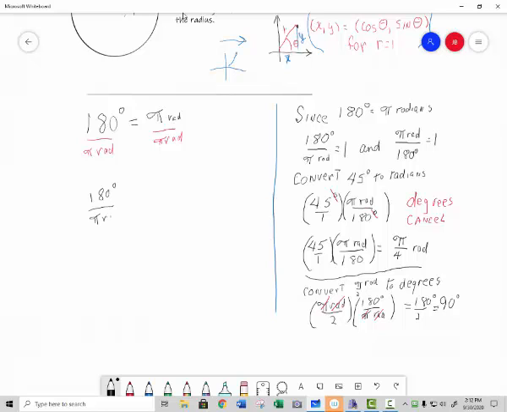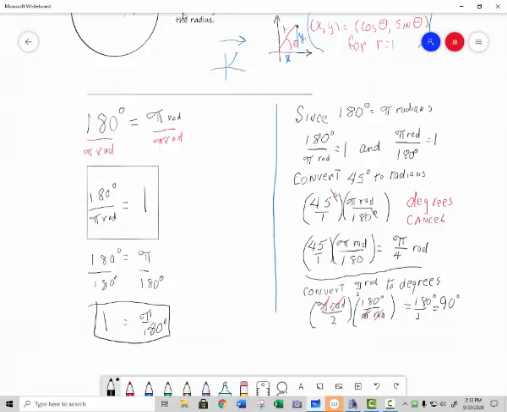radians is 1. And I can do exactly the same thing if I take that same equation, 180 degrees is pi. If I divide both sides of that equation by 180 degrees, I get pi over 180 is 1. So these are the two things that you want to remember. Actually, you only have to remember one of them. The reason is it depends on how we're going to use it. So let's take a look at converting 45 degrees to radians.